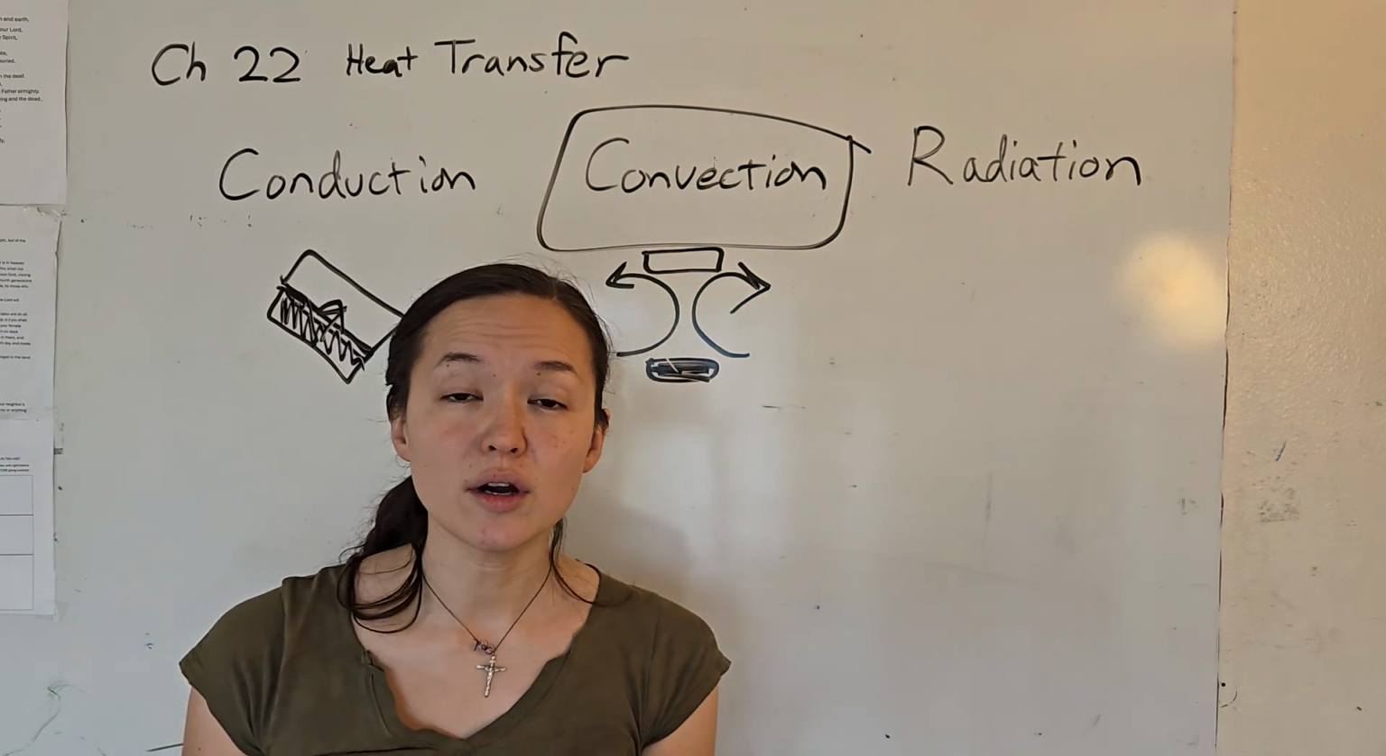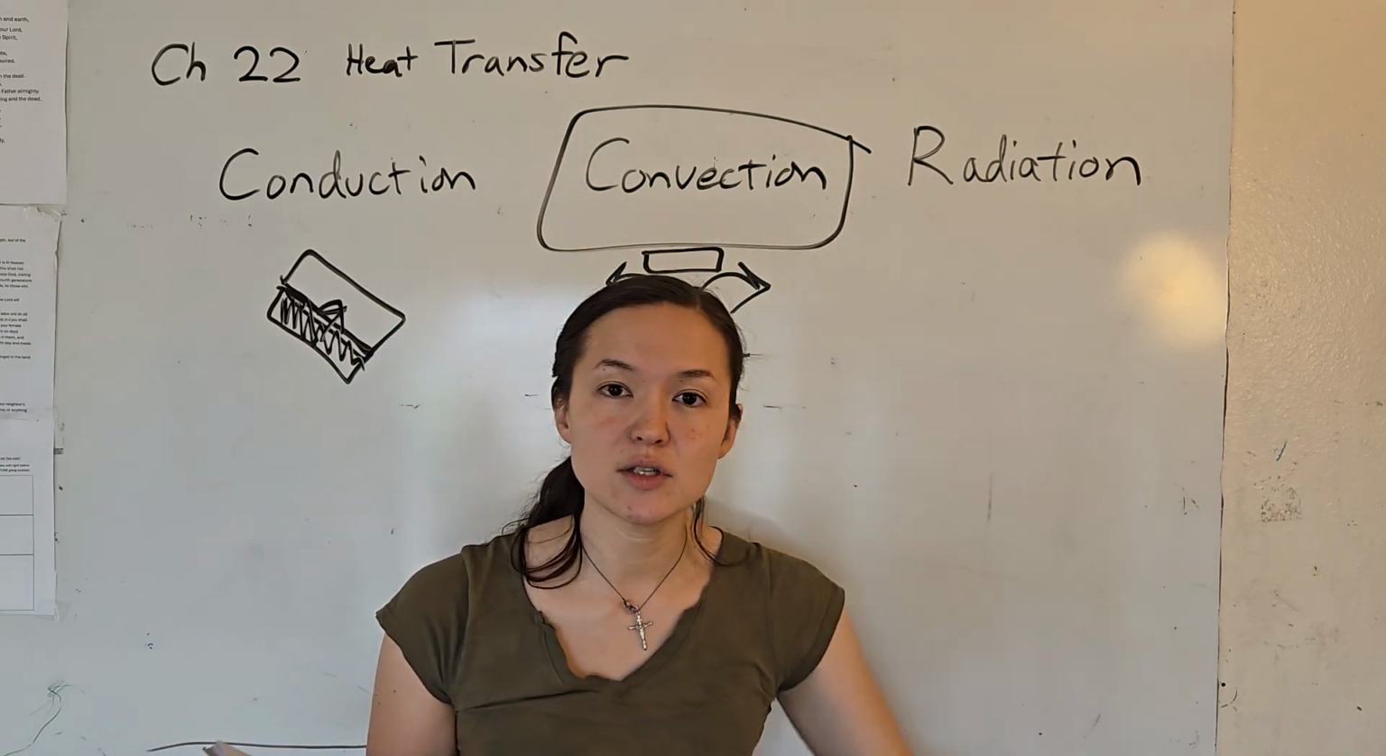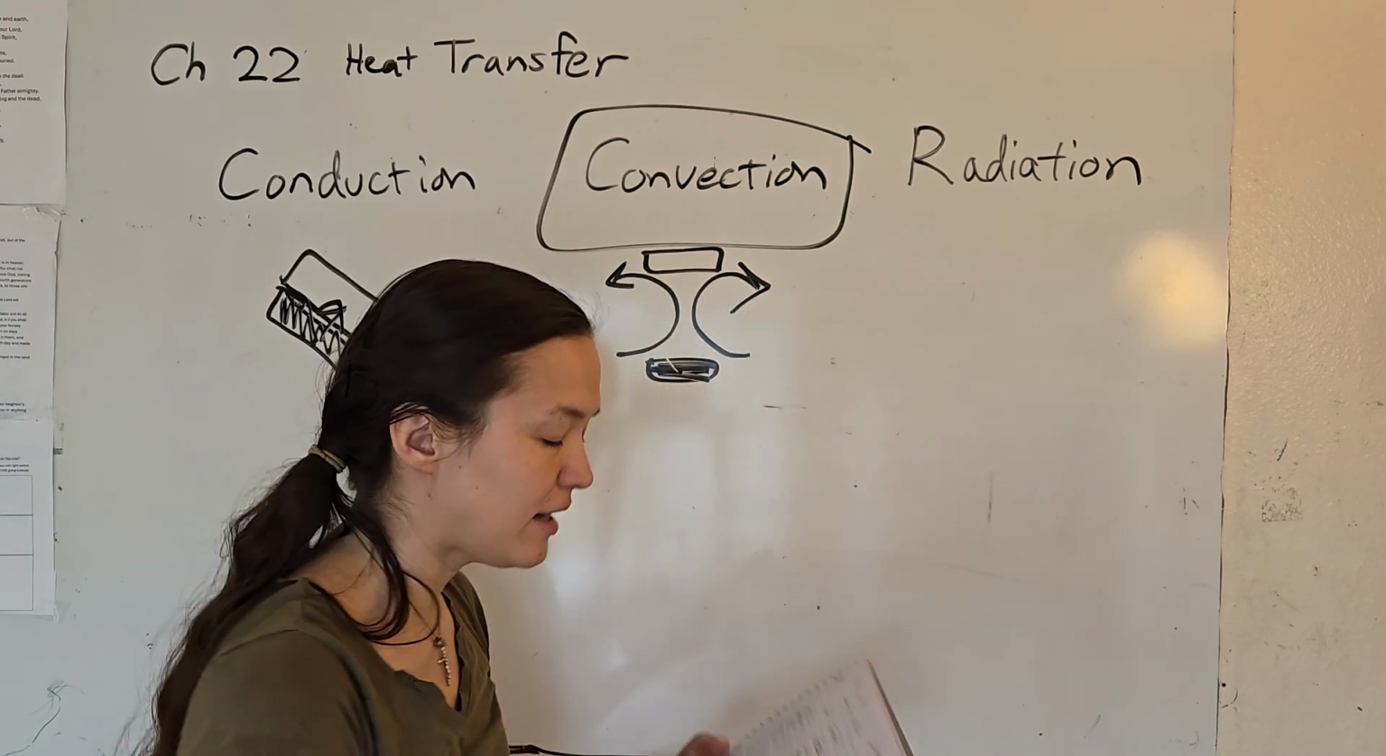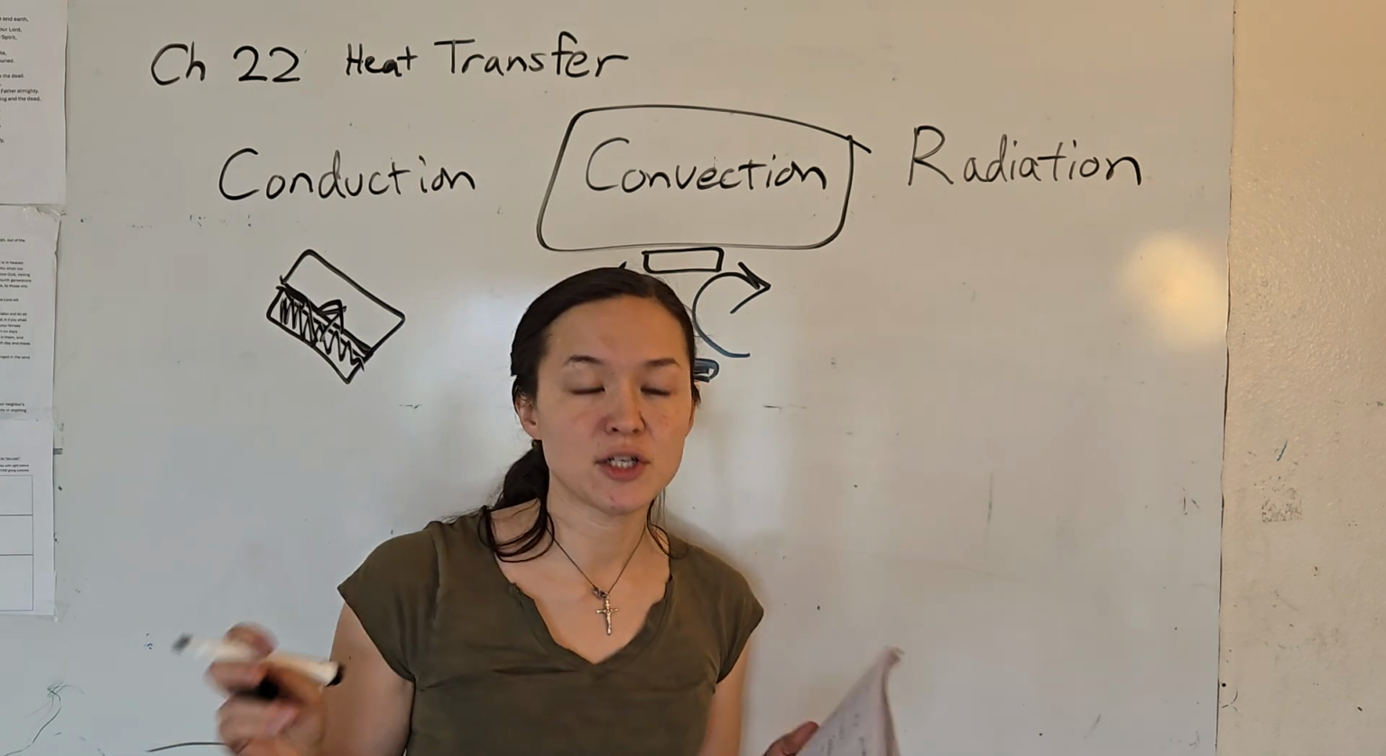We see that a lot in wind currents, with winds that have patterns circling around the world and how they move hot air and wet air and dry air and all that. So if you do any sort of meteorology, convection is very, very important to you.